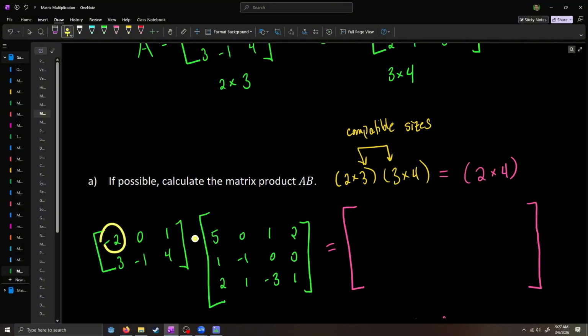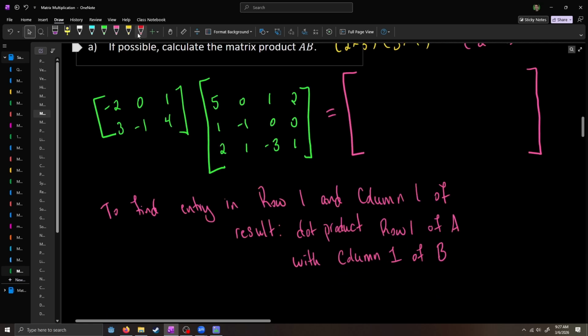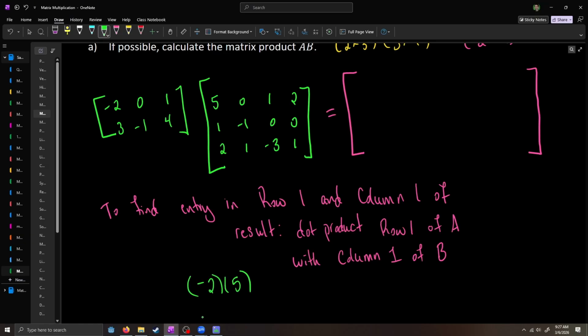So I'm going to take the dot product between this row and this column, which means that I'm going to calculate the product of -2 and 5. I'm going to calculate the product of 0 and 1. I'm going to calculate the product of 1 and 2. And I'm going to add all of those results together. So -2 times 5 plus 0 times 1 plus 1 times 2, which gives me a result of -10 plus 2, result -8. That -8 is going to be the value in row 1, column 1 of our resulting matrix.